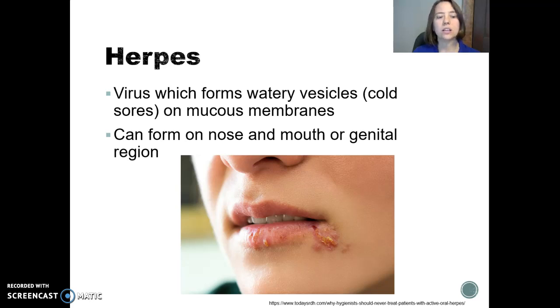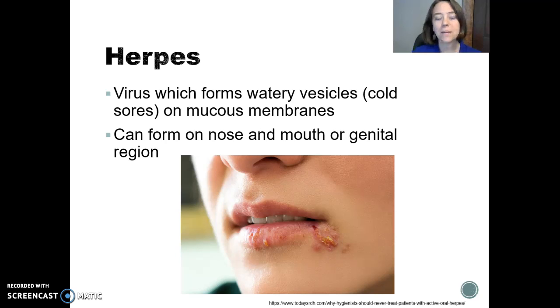Once a person is infected with the herpes virus, they will have it for the rest of their lives. The herpes virus will actually go back to your nerve ganglion and reside there until your body is stressed, and it will then replicate and make those cold sores or watery vesicles that are characteristic of the herpes virus.